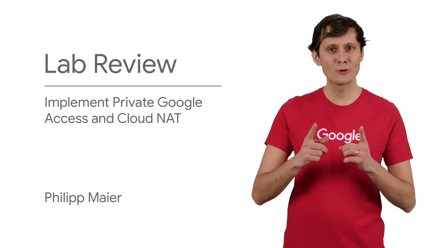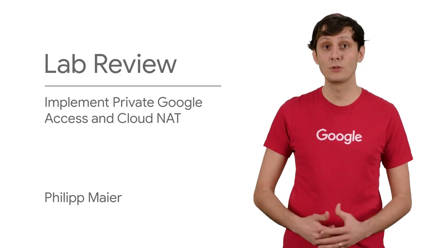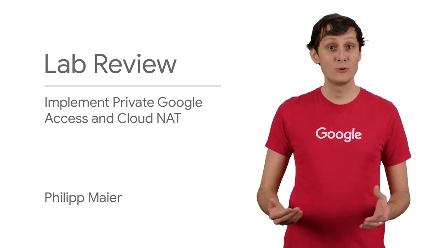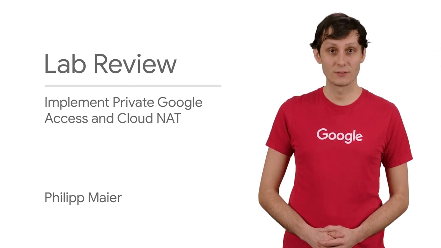In this lab, you created an instance with no external IP address and accessed it using Cloud IAP. You then enabled private Google access, configured a NAT gateway, and verified that VM internal can access Google APIs and services and other public IP addresses.